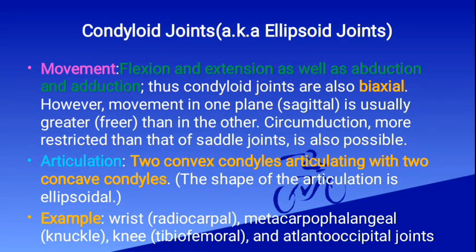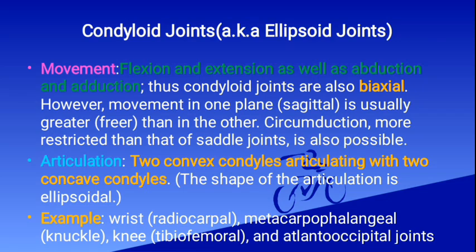So moving to condylar joint, also known as ellipsoid joint, it allows movement in two planes. So the movement in the sagittal plane is actually freer than in the other plane. So there are two major movements that occur with that: flexion and extension, but it also allows abduction and adduction. So take note, condylar joint is biaxial. So the articulating surface, there are two convex condyles articulating with two concave condyles. So that's the articulating surface, and the shape of the articulation is ellipsoidal.